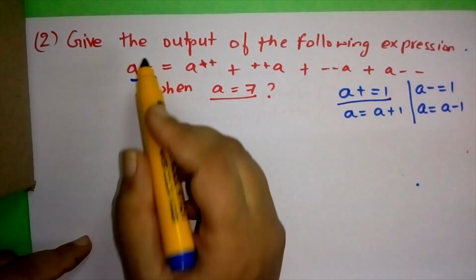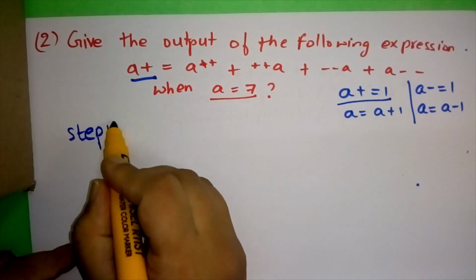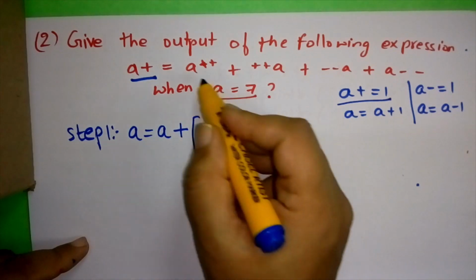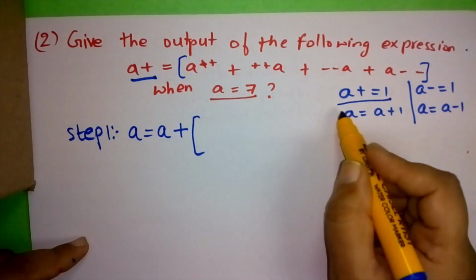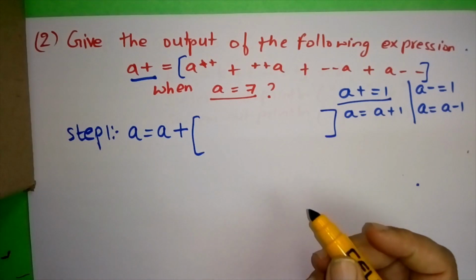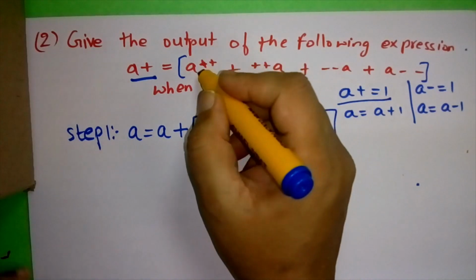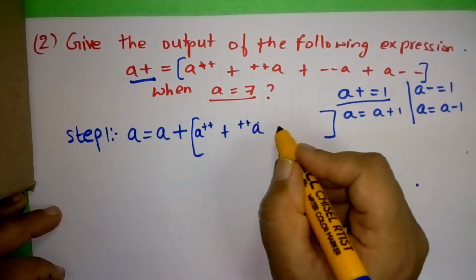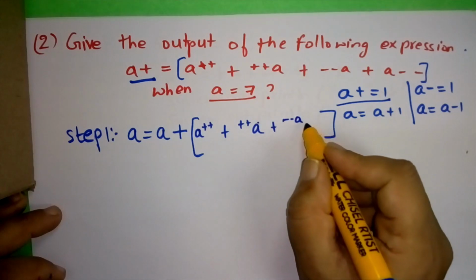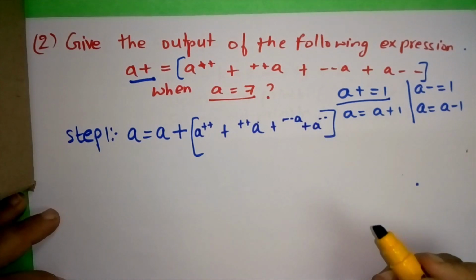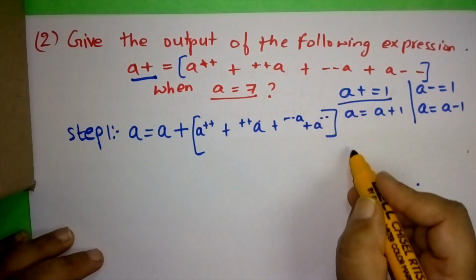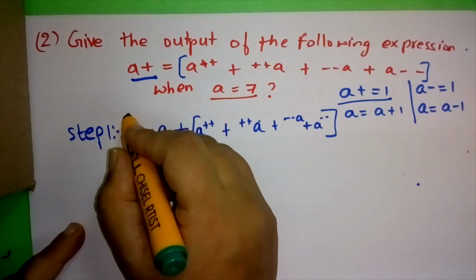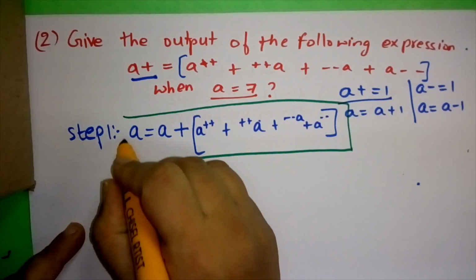So first step in this will be like this. Step 1, write a is equal to a plus, and this whole term what is there, that will come inside this block. You understood? So this a plus will be, along with this you will have a plus plus plus plus plus a plus minus minus a plus a minus minus. Okay, so this is the term that we are going to have. Able to understand this? Please write like this in your exam also. Write this as the first step.